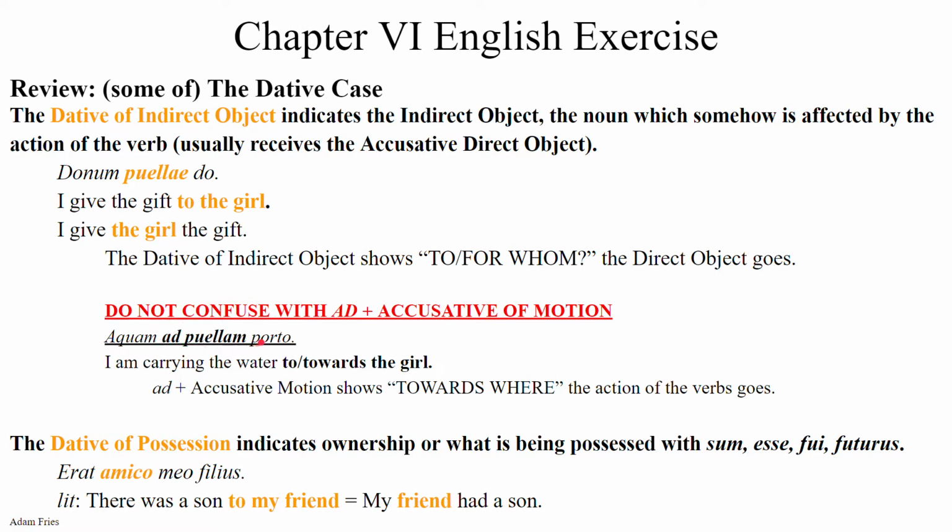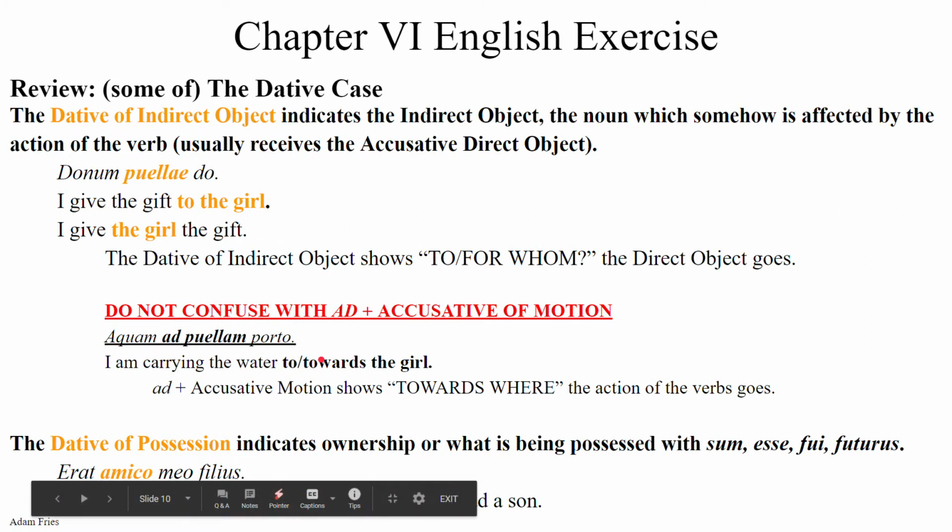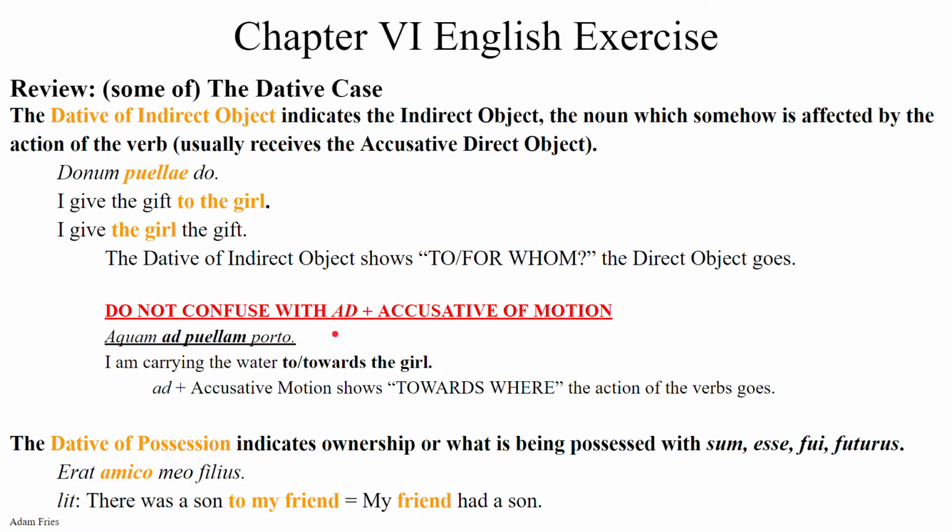Now, I could also say porto aquam puellae, or aquam puellae porto. That would mean I am carrying the water for, dative for the girl, like she's somehow being indirectly affected by the action of me carrying the water. It's for her.